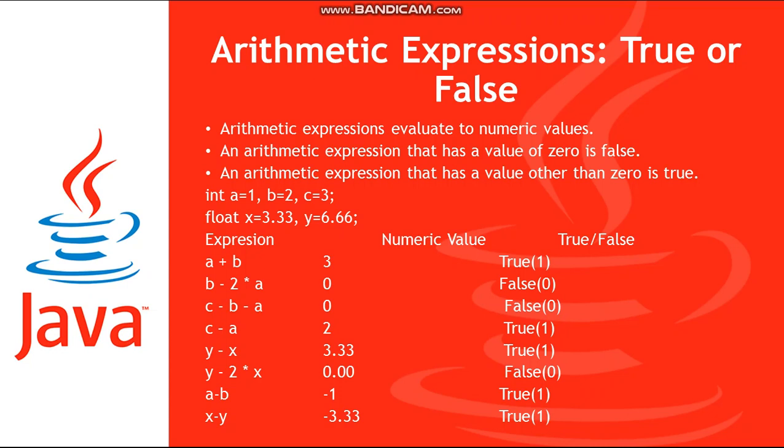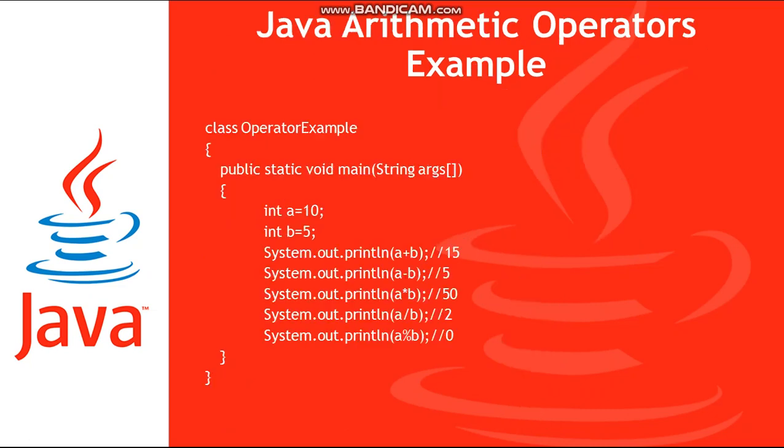Here they have given a short example: a is equal to 1, b is equal to 2, and c is equal to 3. So a plus b is 3. This value has some calculation done the right way, so it is true. If b minus 2 into a, that is 0, that will be false. I have mentioned this kind of example in the slides. So we will move ahead.